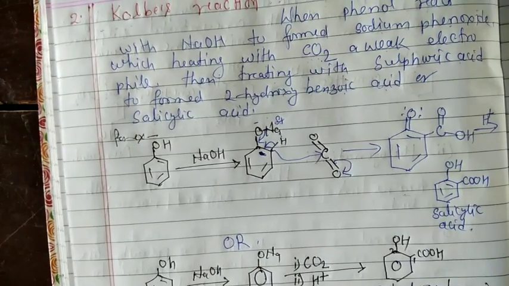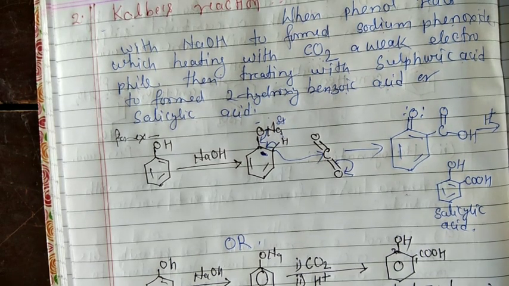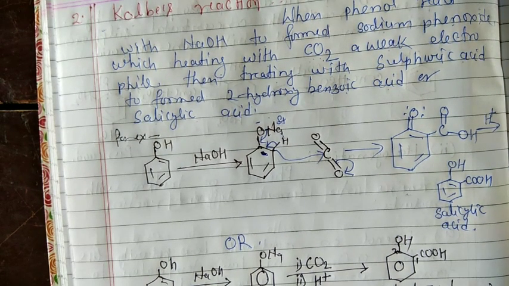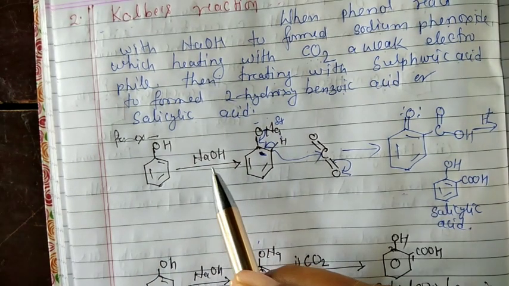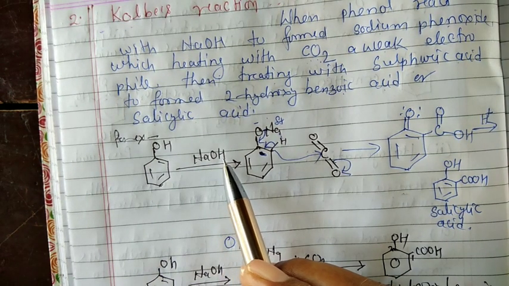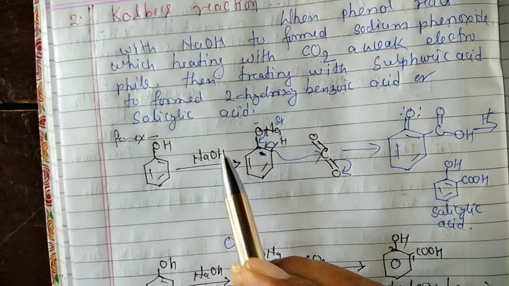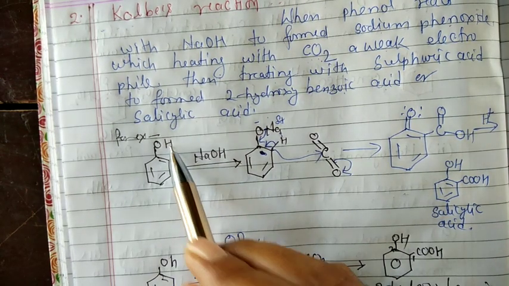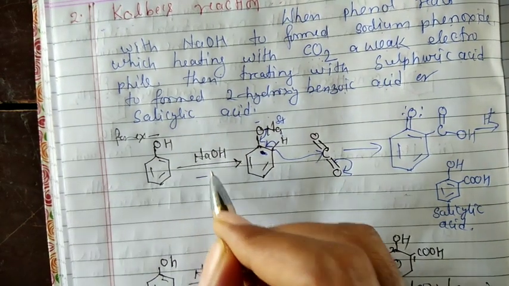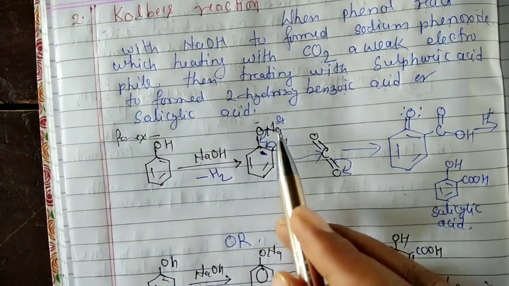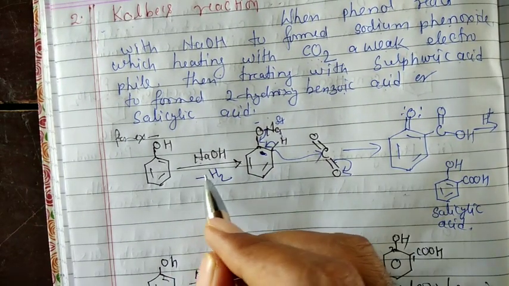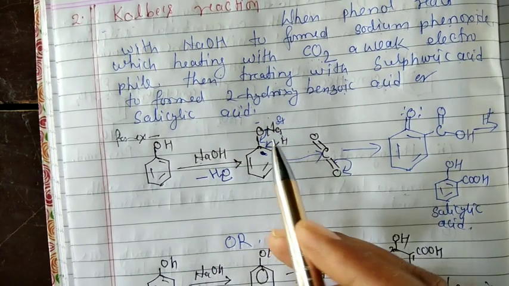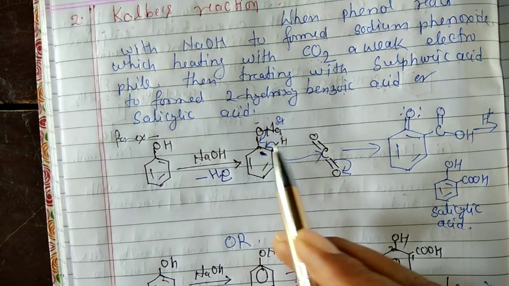Okay, this is the name reaction and most important for your exam view. So first we take phenol. This phenol is treated with sodium hydroxide. Then after some time, hydrogen gas is removed, and one molecule of water, H2O, is removed to form sodium phenoxide.